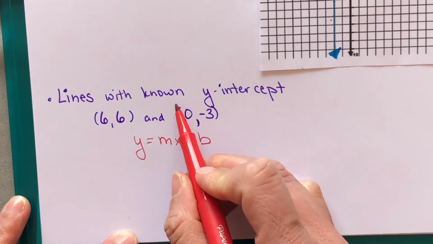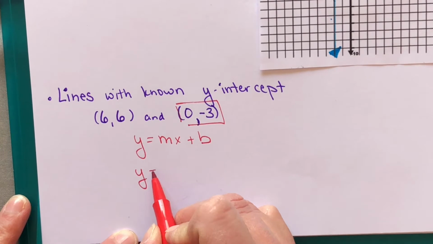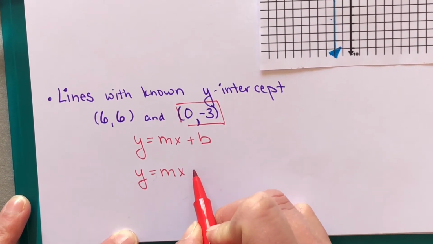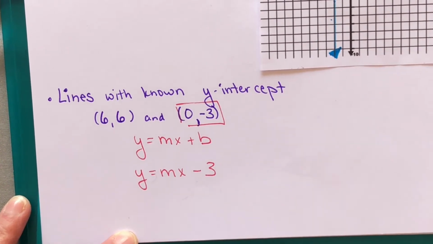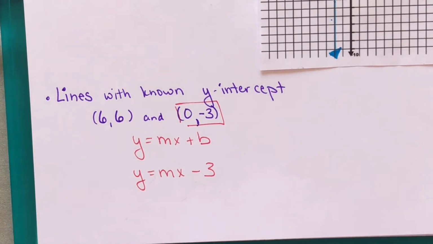Well, if the y-intercept is given to us, that means we already know one piece of the equation is going to be -3. So we know that our equation is going to be y equals slope times x minus 3. That means the only thing left to do is calculate the slope. So the goal of this lesson is going to be to do the calculations without using the graph. So let's think about how we can find the change in y compared to the change in x.